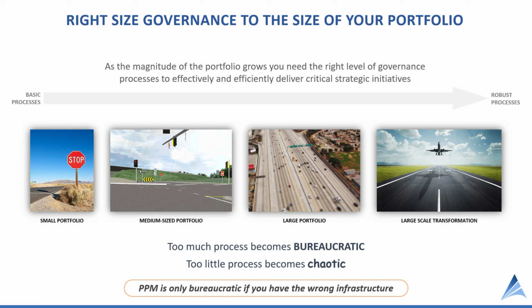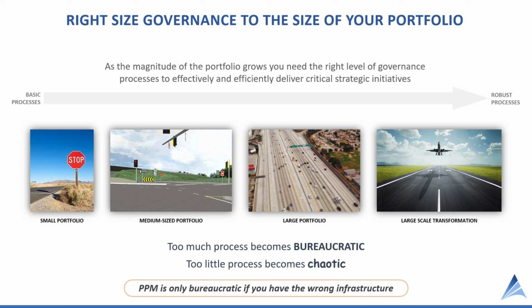On the flip side of that, if you have too little process, things become chaotic. And so at the end of the day, it's really a matter of putting in the right level of process to manage the scope of your portfolio. Some portfolios are smaller, the budget's smaller, and it doesn't need as much scrutiny. Others are much larger, could be in the tens or hundreds of millions of dollars or more. It involves maybe hundreds of people. That needs another level of rigor.